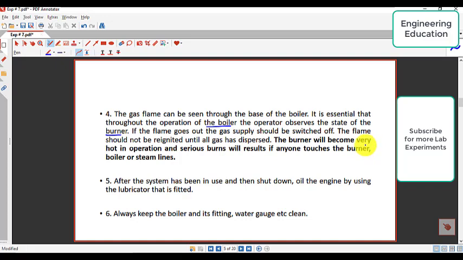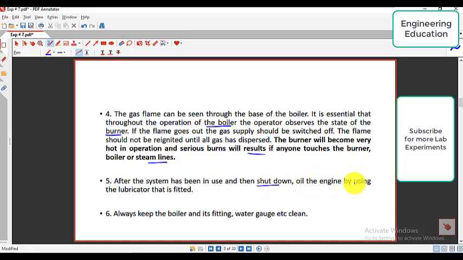The burner will become very hot in operation, and serious burns will result if anyone touches the burner, boiler or steam lines. So during performing the experiment, students are not permitted to touch the steam lines or any part of the steam power plant after the system has been in use, and then shut down.